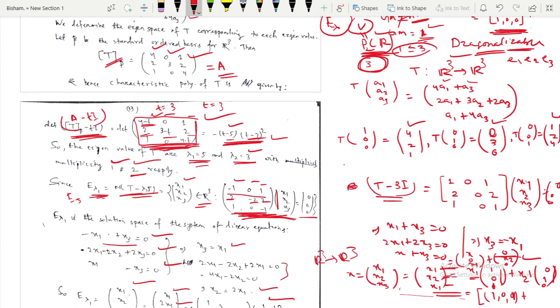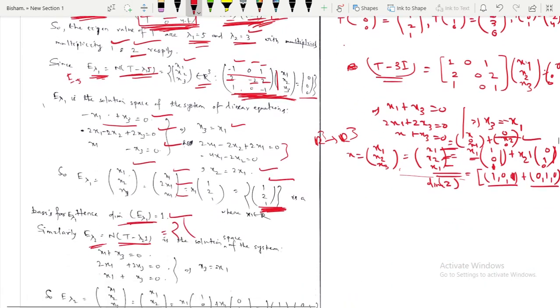So what are the eigenvectors I am getting? This is 1 0 1, and another one is 0 1 0. Its dimension is 2, because we are getting two linearly independent vectors. So it has algebraic multiplicity 2. This lambda equal to 3 has algebraic multiplicity 2, and also we are getting two independent eigenvectors associated with this lambda equal to 3. So algebraic multiplicity equals geometric multiplicity, so it is diagonalizable.